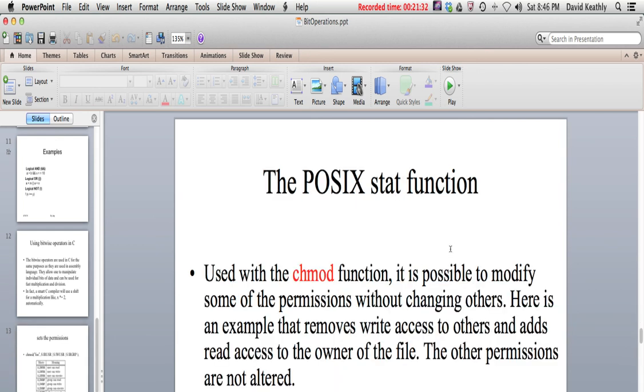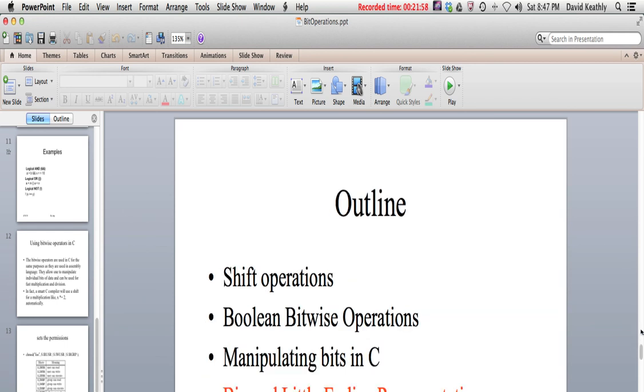Okay. So we can modify some of the permissions. We can also use something called the stat function and do large groups or change other permissions as well. So what stat does is use a structure where we fill in the values in the structure and then pass that to chmod, and we can change it that way as well. So that's another way to do it.